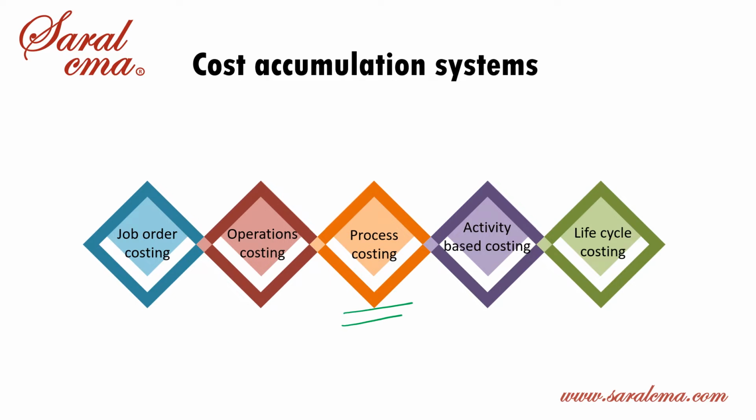Operation costing system is amalgam of a job order costing system and process costing system. Of all these 5, it is said activity based costing system provides most accurate product cost or a service cost. At the same time, it's very time consuming to implement and it's very expensive to implement.